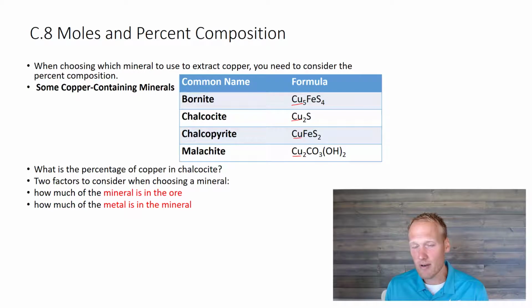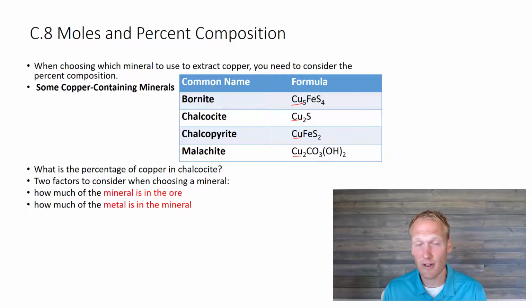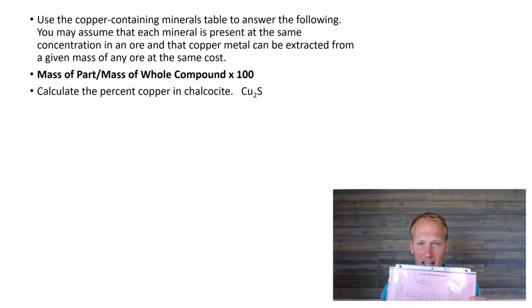If you notice, they all have copper present in the mineral. What we want to know though is as we're digging these out of the ground, which one of those minerals is most cost effective for us to dig out of the ground. So we need to calculate what percent of each of those minerals is copper. If we take a look at our first mineral here, chalcocite, we want to figure out how much copper is present in this substance. We have to do this by mass, which means you're going to need your periodic table.